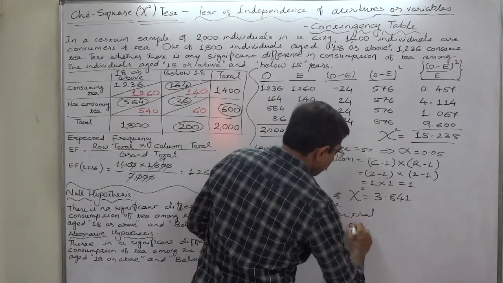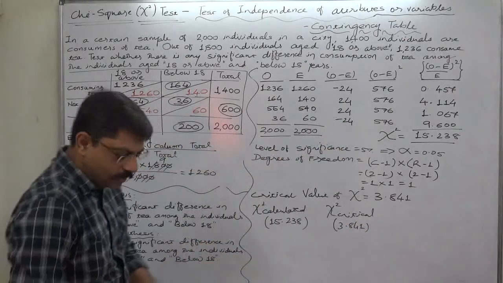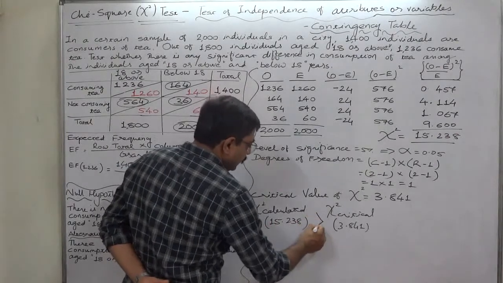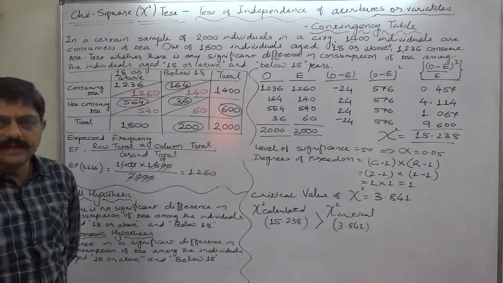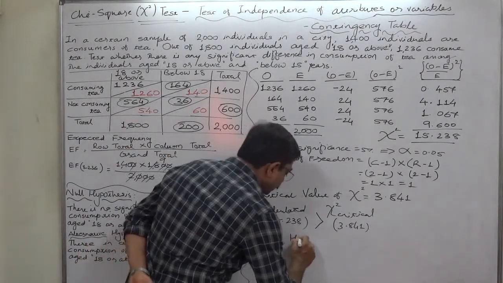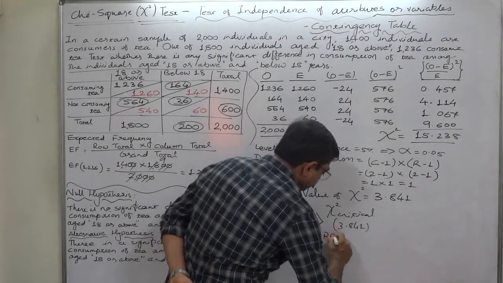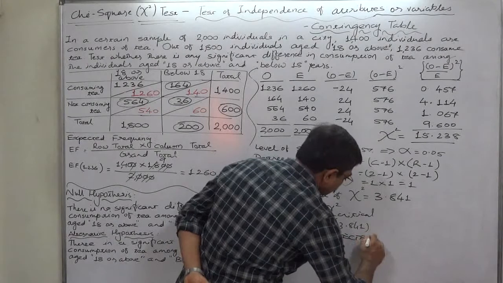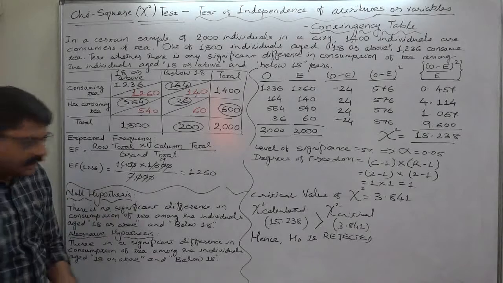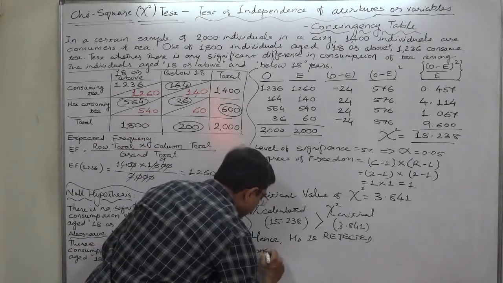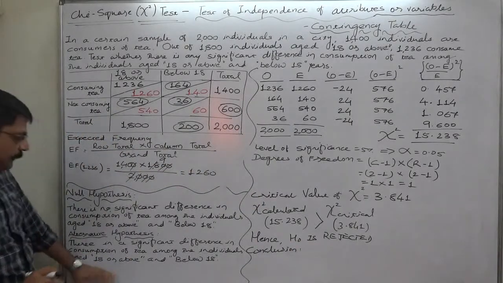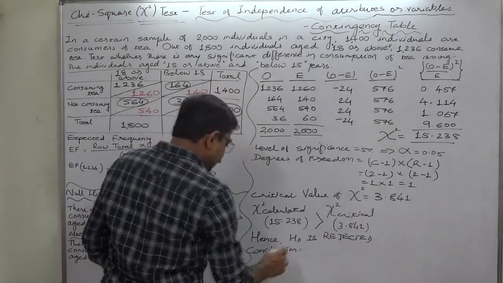Now we know what to do, compare these two, and we can see that the calculated value of chi-square is greater than the critical value. That means the null hypothesis is rejected. If the null hypothesis is rejected, the alternative hypothesis becomes our conclusion. So the conclusion will be, I suggest you to write both the things first. Repeat the alternative hypothesis as conclusion.